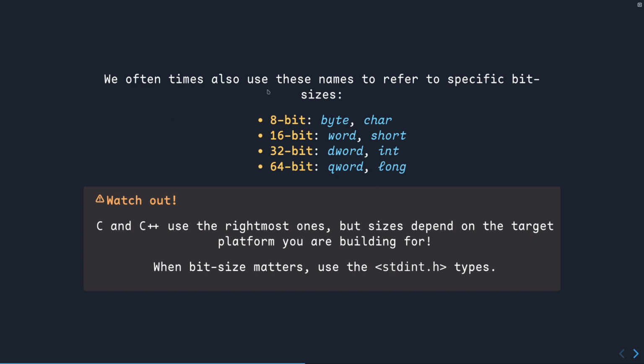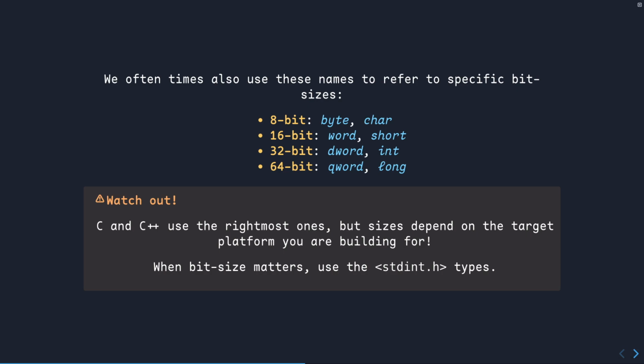We often also use the following names when referring to certain bit sizes. For 8 bits, we usually call it a byte or a char. 16 bits, we call it a word or a short. For 32 bits, a double word or dword, and an integer, written int. And 64 bits we call a qword, quad word, or a long. Now the right side names are used in C-like languages for the built-in types.